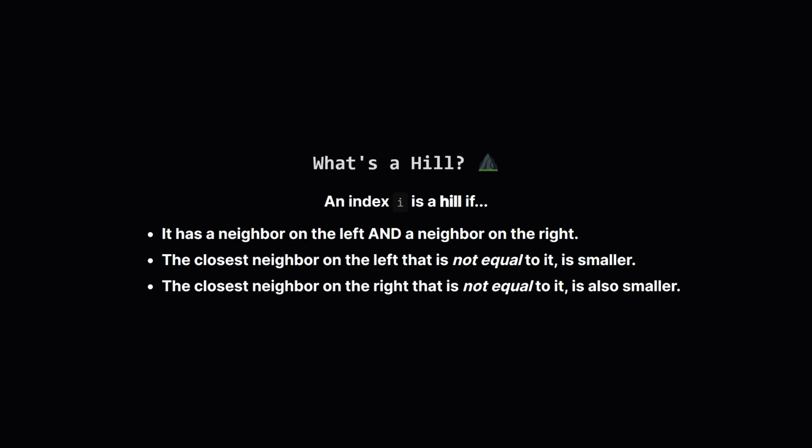So what exactly is a hill? Think of it like a peak in a mountain range. A number is a hill if the first different number you find to its left is smaller, and the first different number you find to its right is also smaller. It has to be strictly taller than its nearest different neighbors.